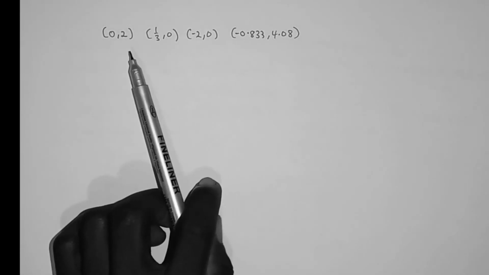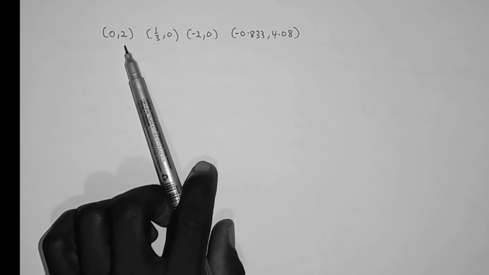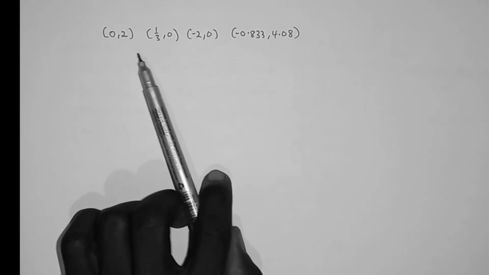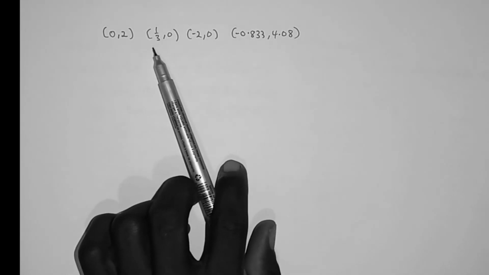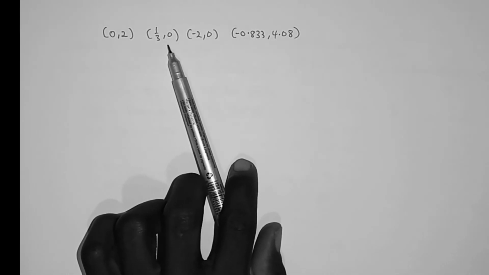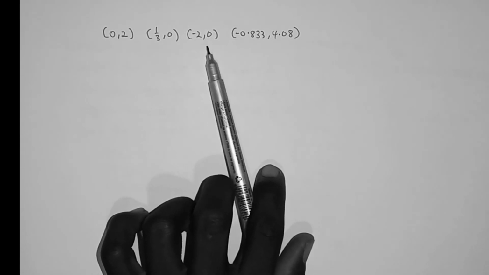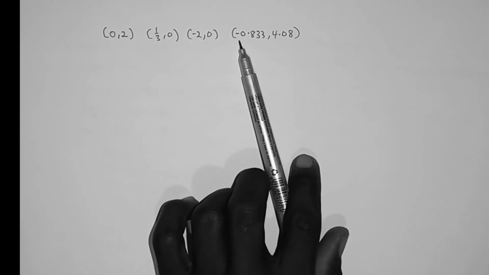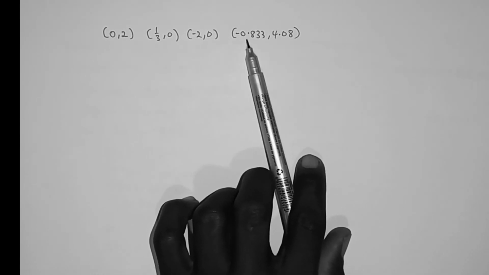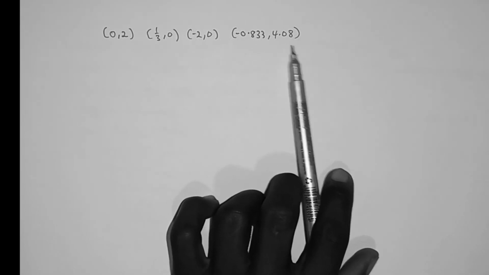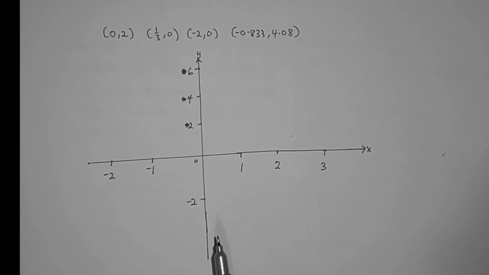So the points that we had were (0, 2) for the y-intercept, then for the x-intercepts it was (1/3, 0) and also (-2, 0). And then the turning point is (-0.833, 4.08). So this is our graph. Let's go ahead and plot the points.